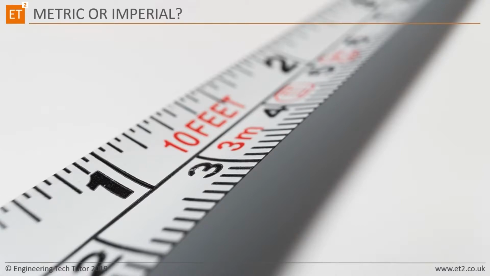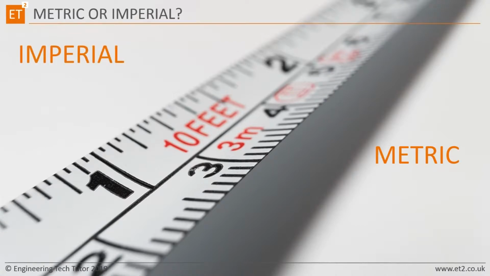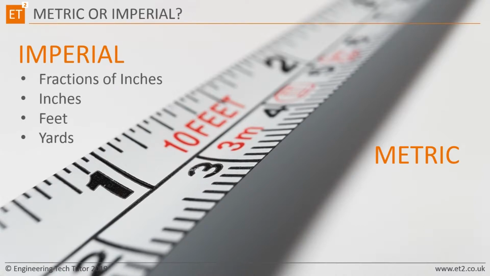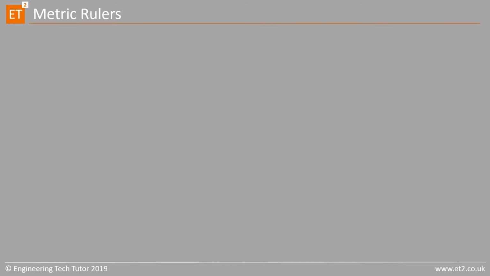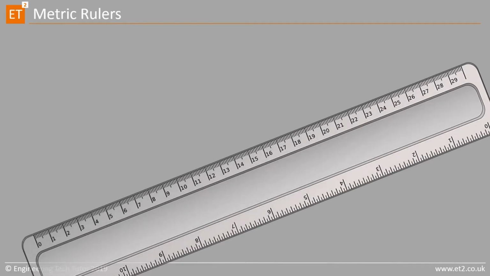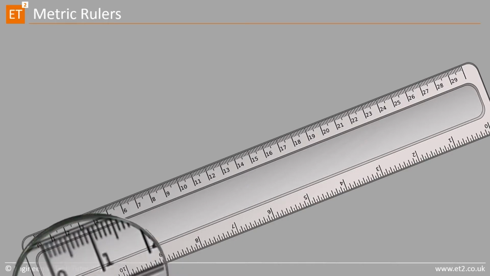Rulers come in two different types. They are metric or imperial. Imperial rulers measure fractions of inches, feet and yards. Metric rulers measure in millimetres, centimetres and metres. In this episode we will look at metric rulers.